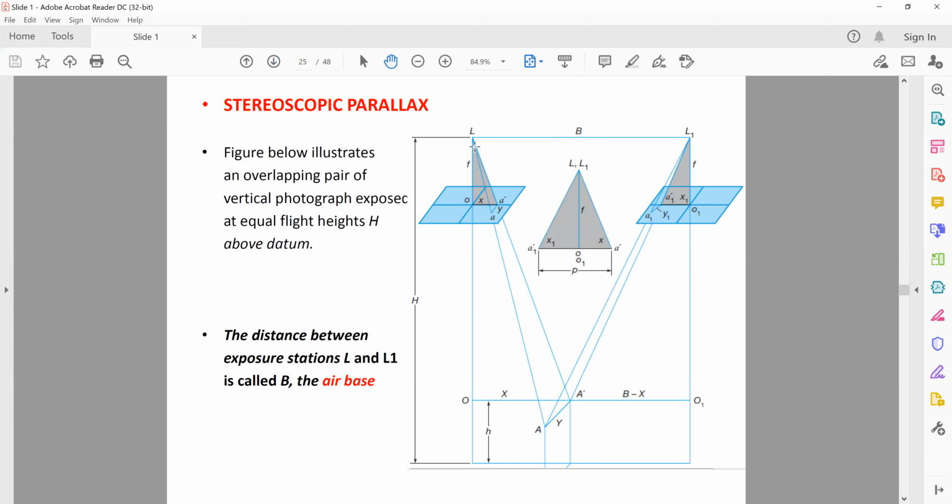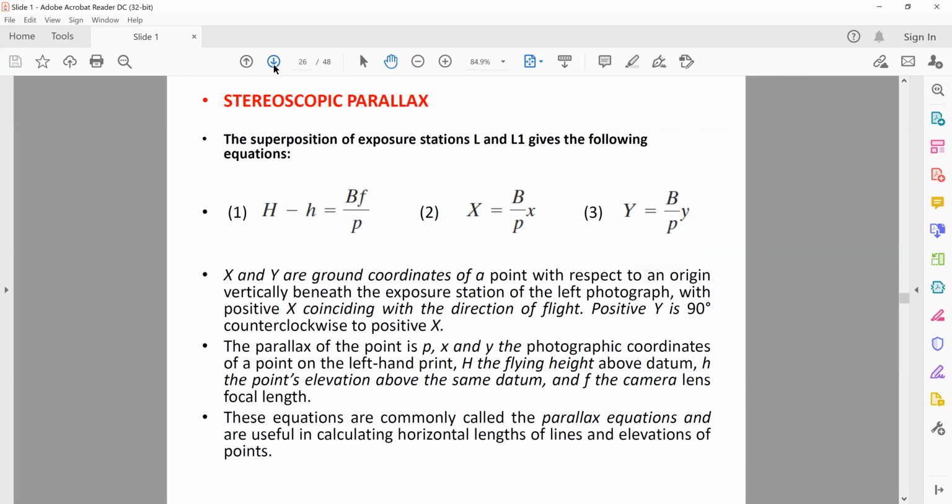The point where the first picture is taken is shown by this point L over here, and the second picture is taken at the point L1, and this distance between the two points is called the air base, denoted by B. Another thing is that the datum should be known, because in the previous questions we also saw that the height of the drone is from a certain datum, and whatever height of the object that you're calculating would be from the same datum. So that datum has to be defined beforehand.